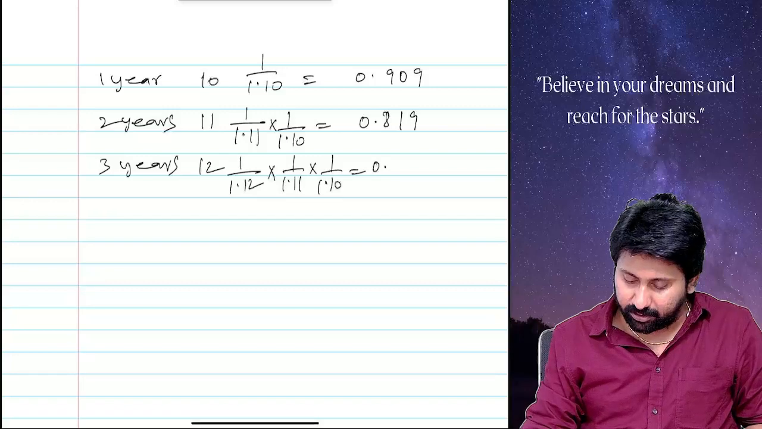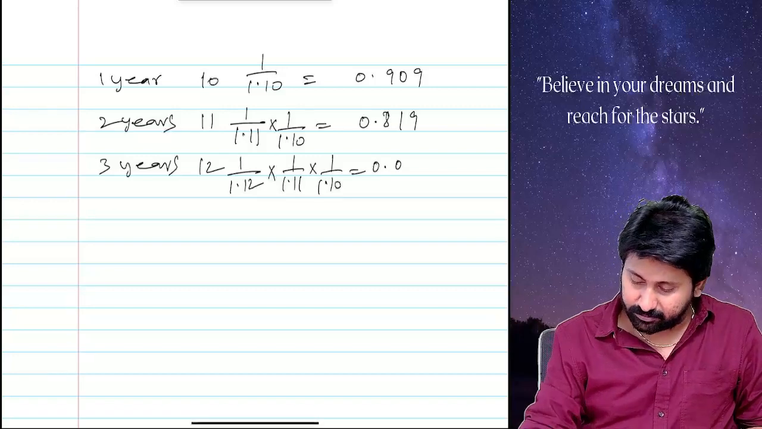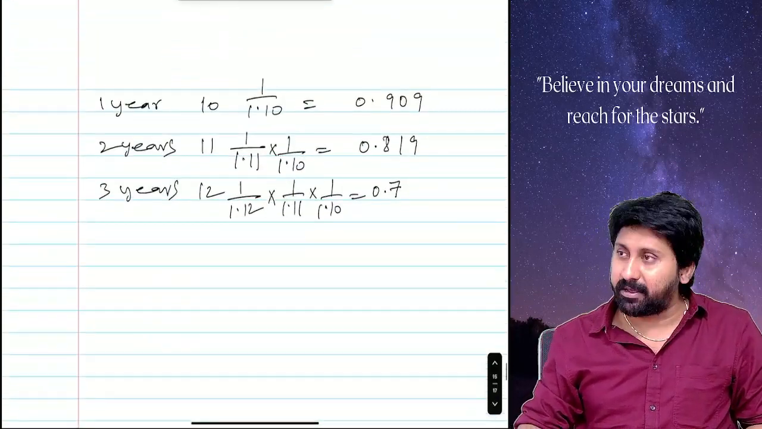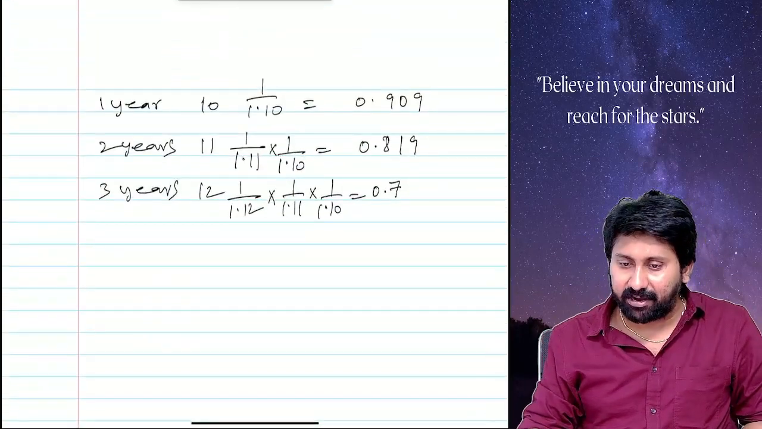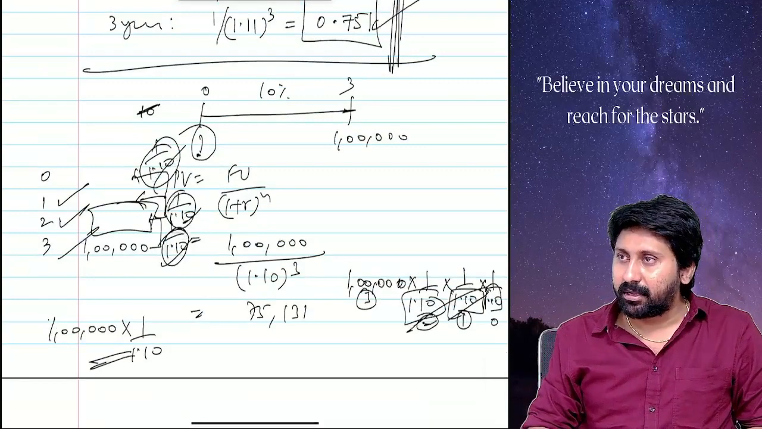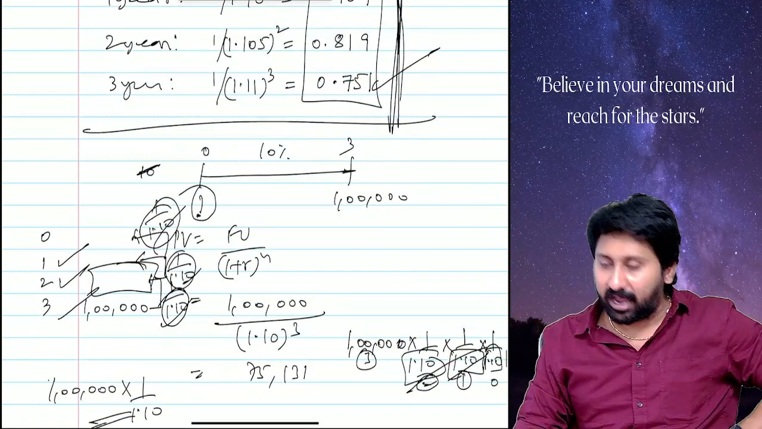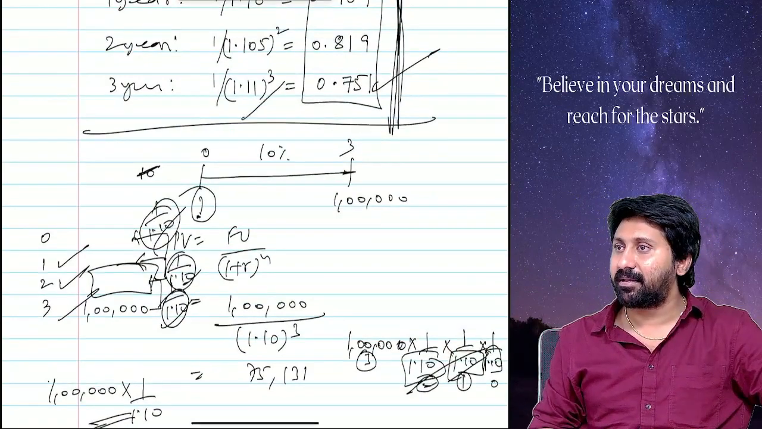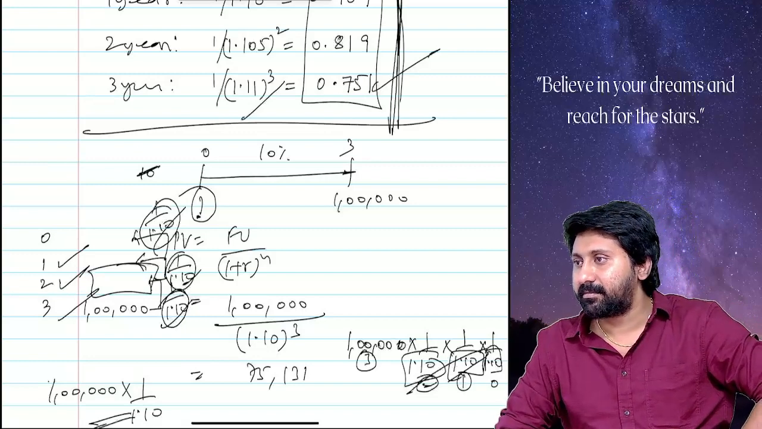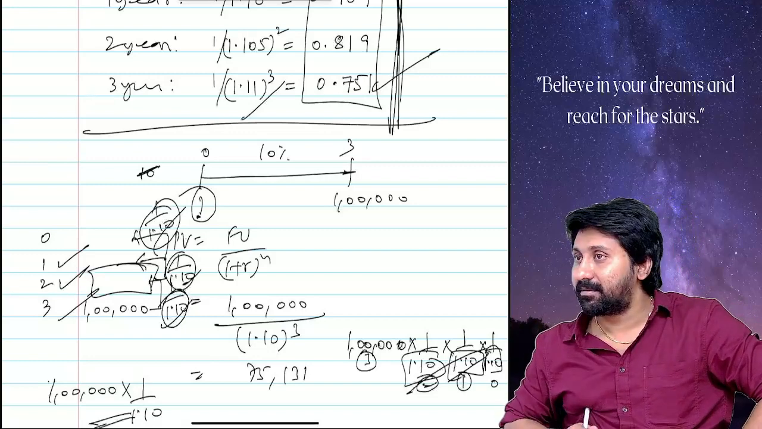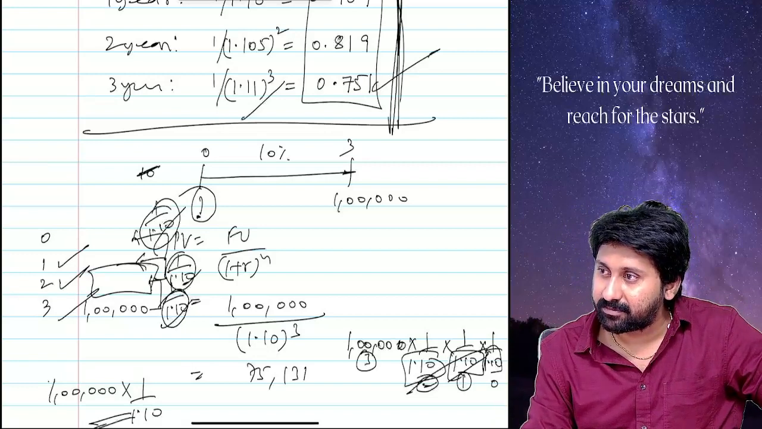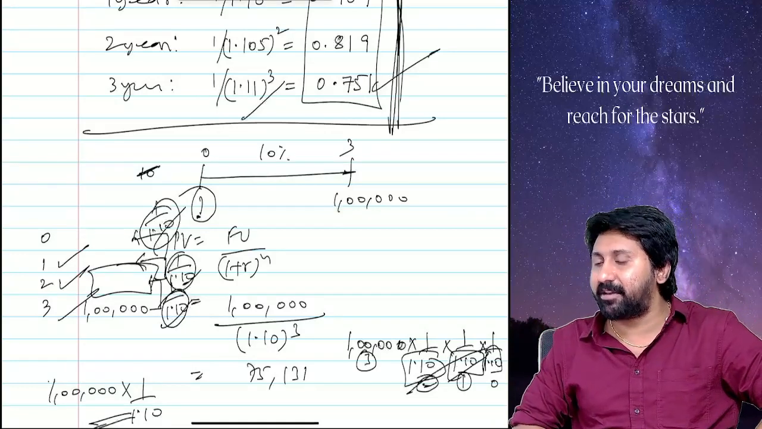Do properly. No, it cannot be. You said 0.751. Are you calculating this properly first? I doubt you. Have you taken 10%? I asked 11% here. 1 divided by 1.11 whole cube. It cannot be 0.751.